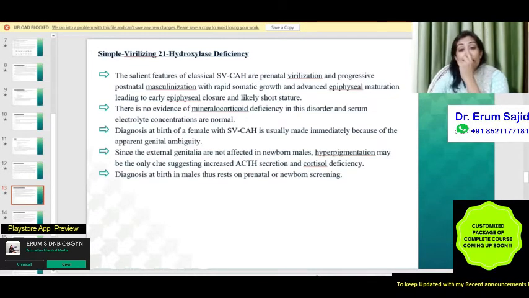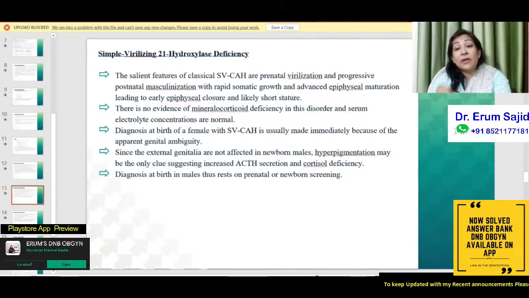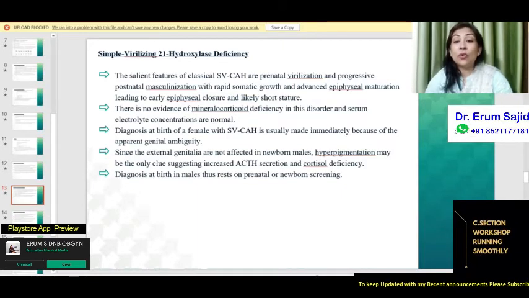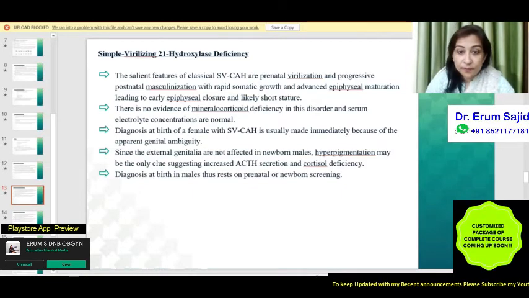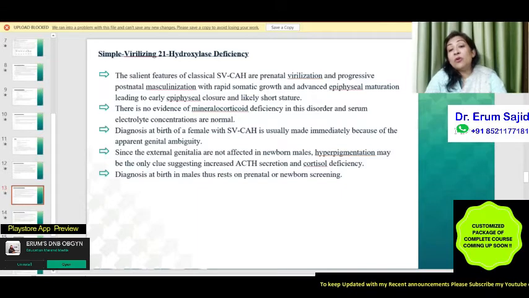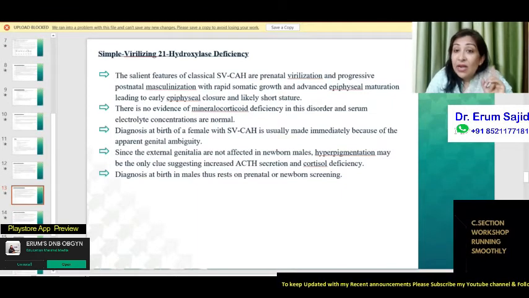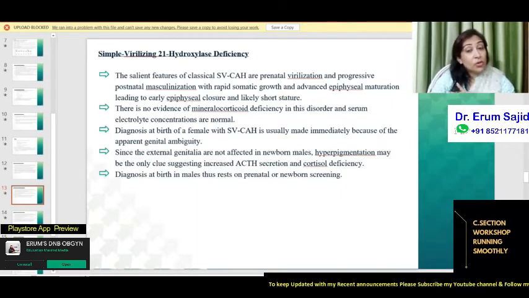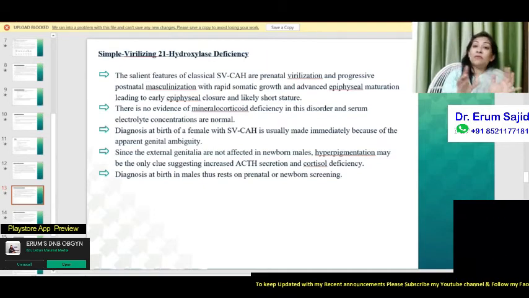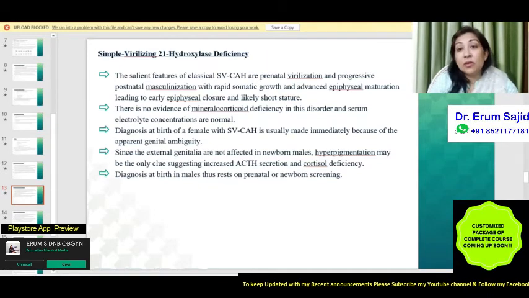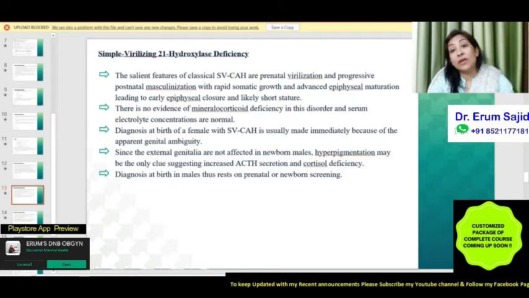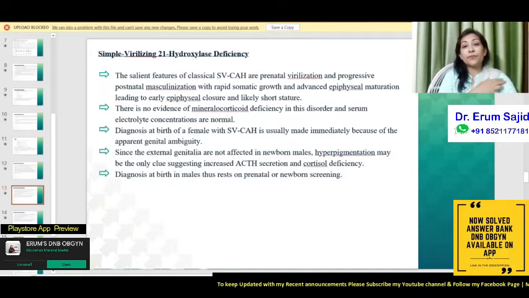Salient features of classical CAH are prenatal virilization and progressive postnatal masculinization with rapid somatic growth and advanced epiphyseal maturation, leading to early epiphyseal closure and likely short stature. So there is no evidence of mineralocorticoid deficiency in this disorder, and serum electrolyte concentrations are also normal. So this is not the typical classical. This is simple virilizing, not salt wasting. Salt wasting is SW. Simple virilizing is the one which is the most common and not very dangerous type. This is just a virilizing disorder.